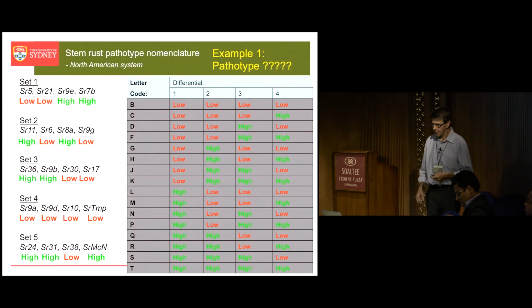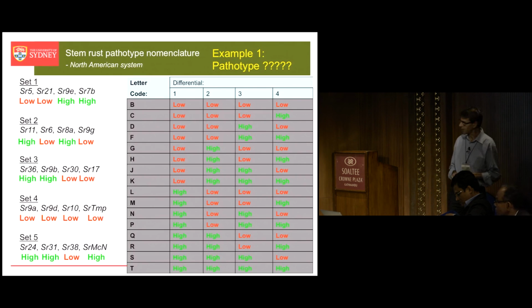So let's just, this is probably the third or fourth time we've run through this, but let's just go through this one more time, okay? So here we have a hypothetical example of an isolate showing you what it's doing on each of those differentials. What letter code would we give for the first one here?